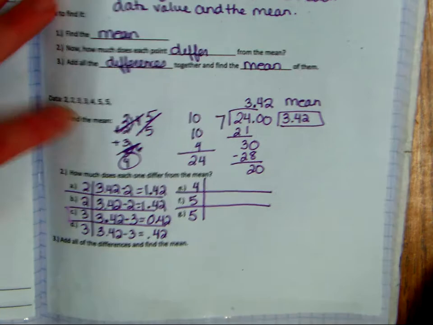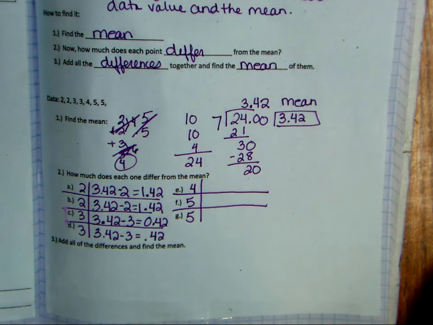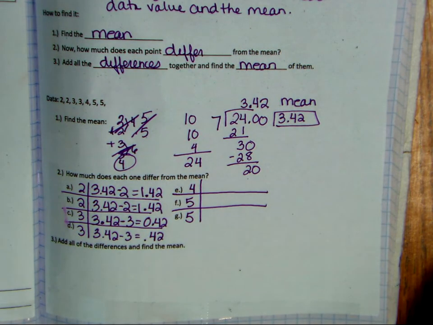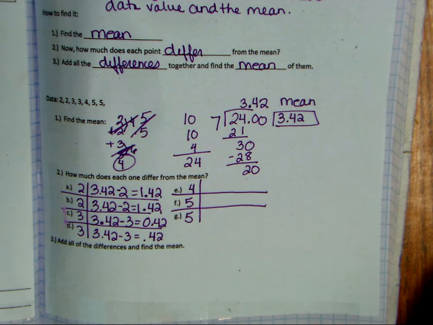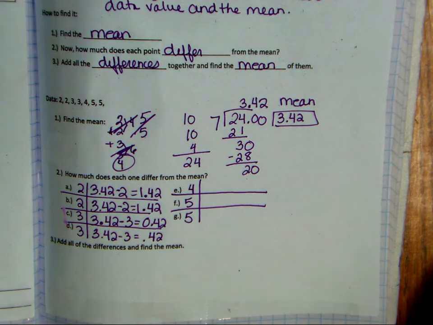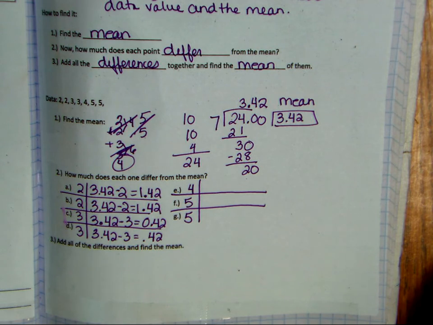Now, here's where it gets a little confusing. On the next set, you're going to have a 4. Now, what we've been doing is taking the mean and subtracting the data number from it. But in this case, when your data number is bigger than the mean, you flip it. And so instead of doing 3.42 minus 4, I'm going to do 4 minus 3.42.